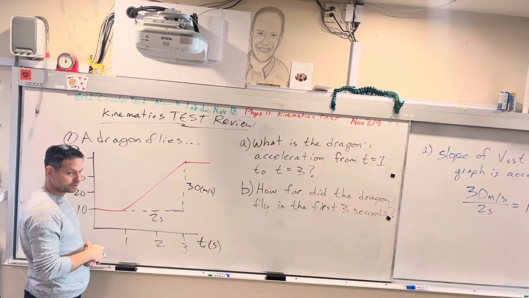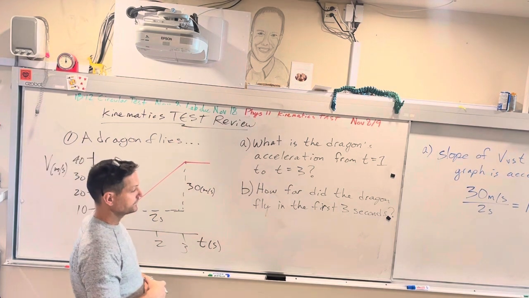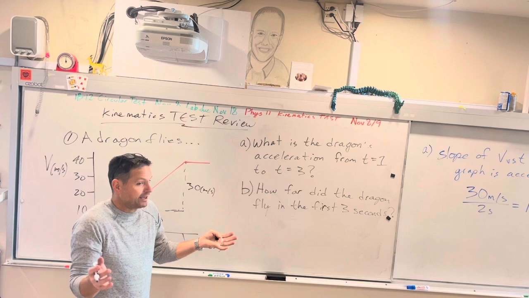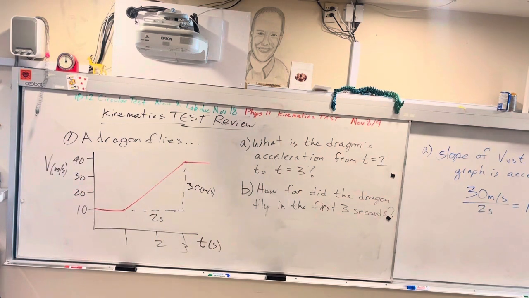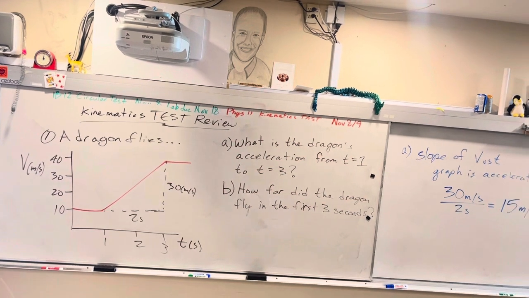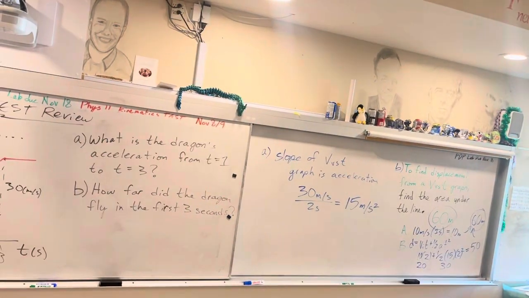Yes, Riley? That change in the time didn't matter, right? Because it was constant acceleration. It doesn't really matter. Anywhere on that, constant acceleration would have been the same. Yeah, that's correct. From t equals 2 to t equals 3, it would be the same because it's the same slope. Okay, just to be sure. Yeah, that's good.